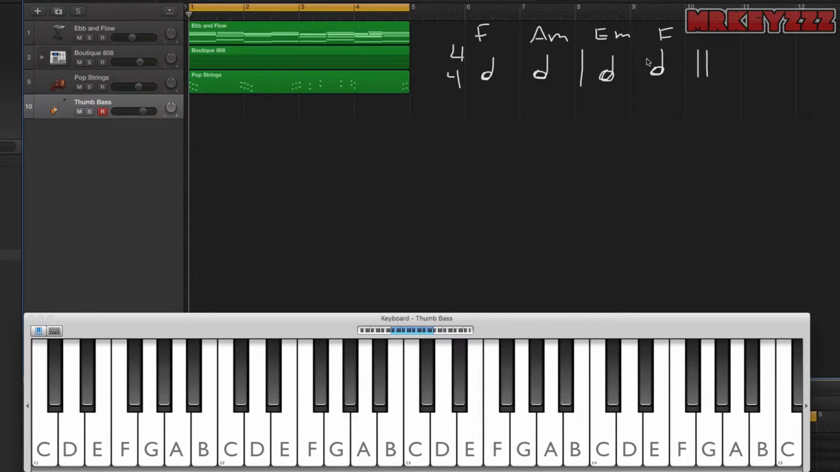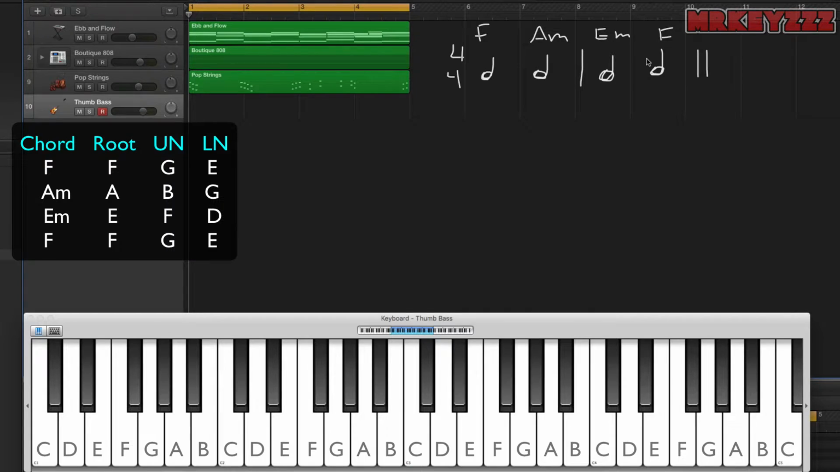Let's look at how we can use neighbor tones to embellish our bass line. When we think about this sort of technique, we need to think about where we're going, not where we are. Let's take a look at the first 2 chords. So normally I'd play F for 2 and then A for 2. So it'd sound like this. 1, 2, 3, 4.